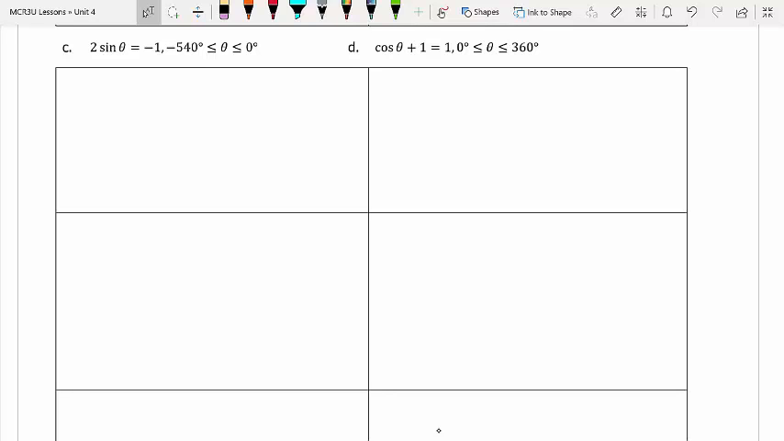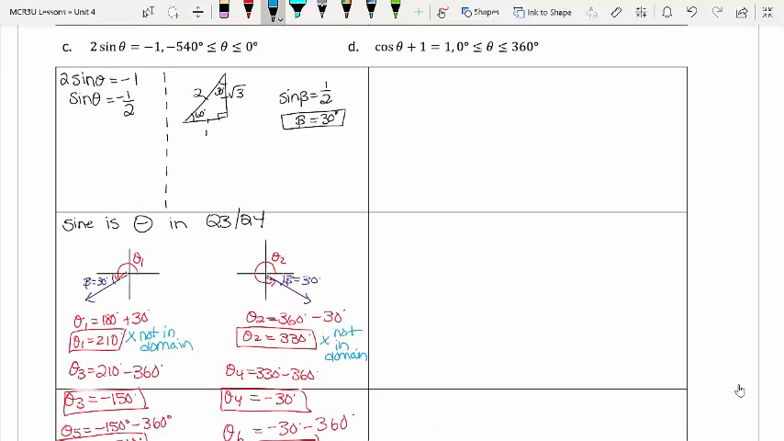Okay, so these ones do require you to simplify first before you get the question started, and keep in mind that part C has a different domain. Part D's domain is just 0 to 360. So the first thing I did was isolate for sine theta. Then I got sine theta equals negative a half.